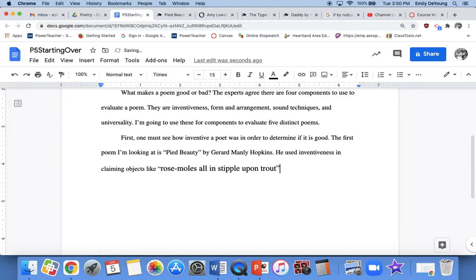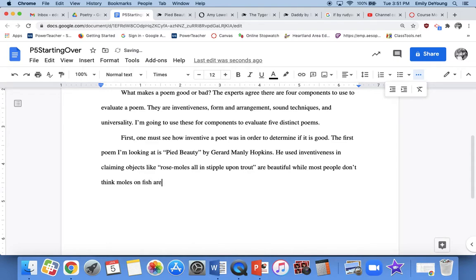And then I'm going to make sure that I keep my formatting the same. So if you don't know, you can go over to these 3 dots and there's a T with a big line through it. That will clear the formatting so it goes back to what it's supposed to be. Although it went back to the default, so I'm going to change that anyway. Sorry. It's supposed to go back to what it's supposed to be. He used inventiveness in claiming objects like that are beautiful, while most people don't think moles on fish are pretty at all.